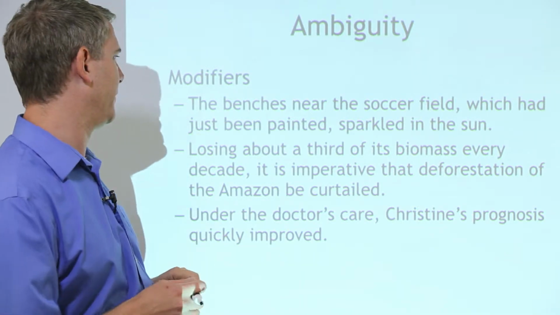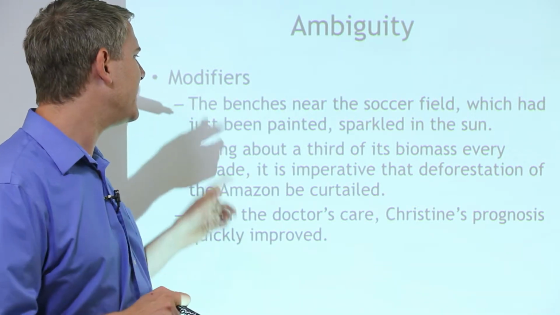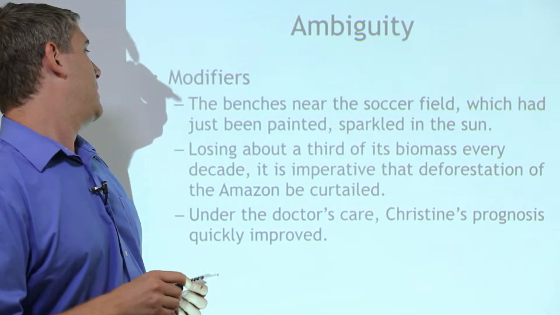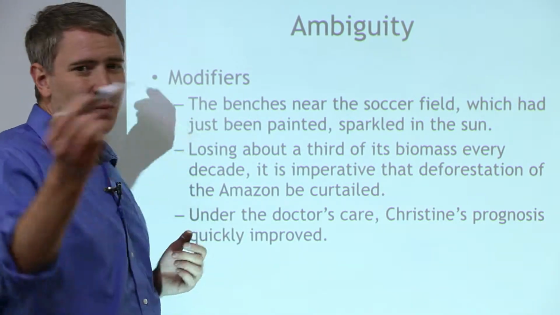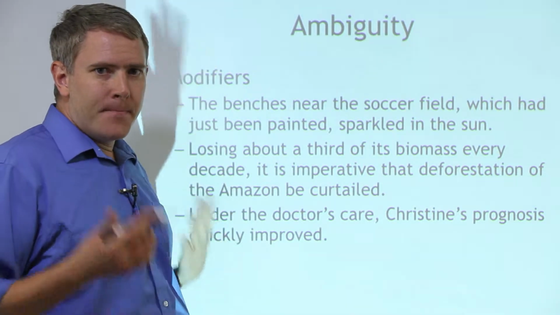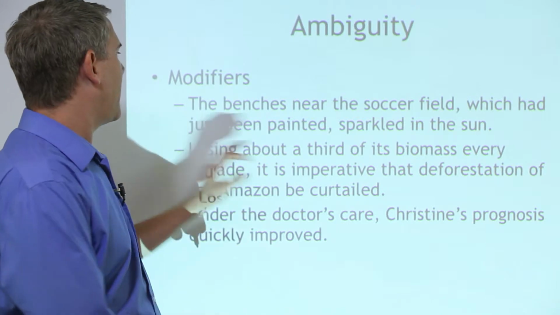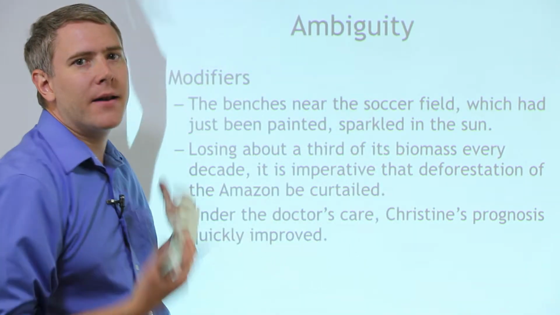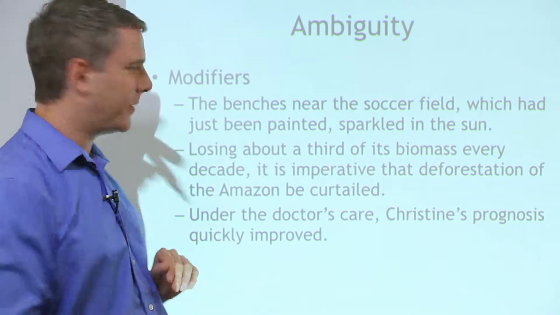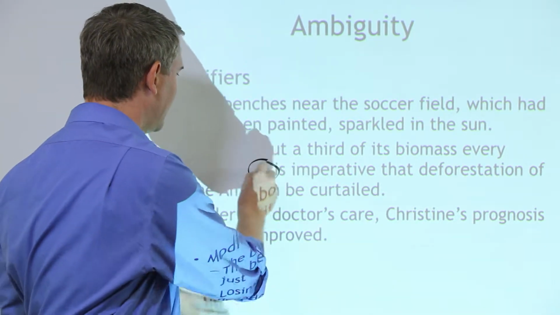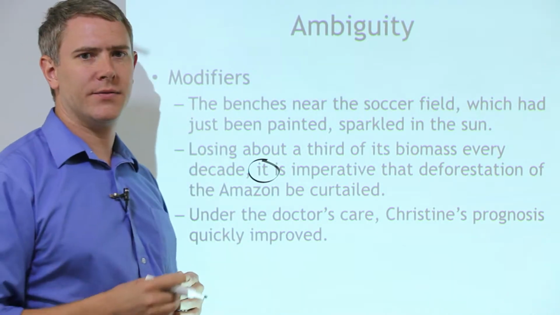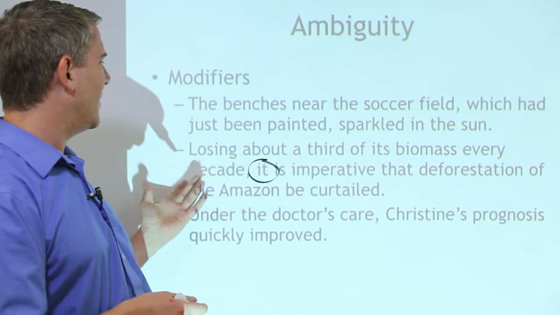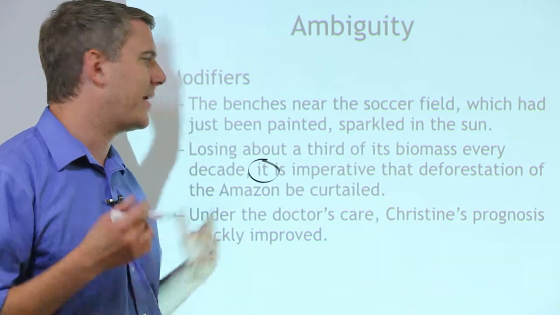Next, "Losing about a third of its biomass every decade, it is imperative that the deforestation of the Amazon be curtailed." Okay, so this one is a little weird grammatically, but the ambiguity is clear. Losing about a third of its biomass every decade, that's a phrase that modifies the next noun. But the next noun is "it." And I'm not sure what it stands for. Does it stand for the Amazon? Does it stand for deforestation? Or does it stand for the fact that this is imperative?